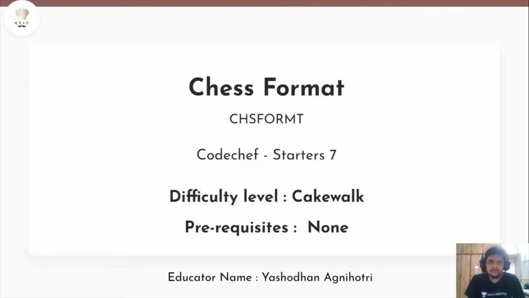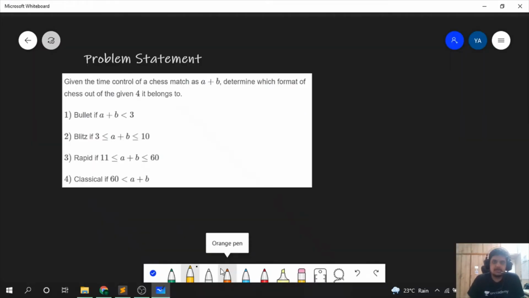So the problem that we are going to discuss today is from the recent CodeChef Starters 7, and the problem name is Chess Format. This is a very easy problem, and hence its difficulty level is cakewalk, and its prerequisites are none. So now let us read the problem statement.